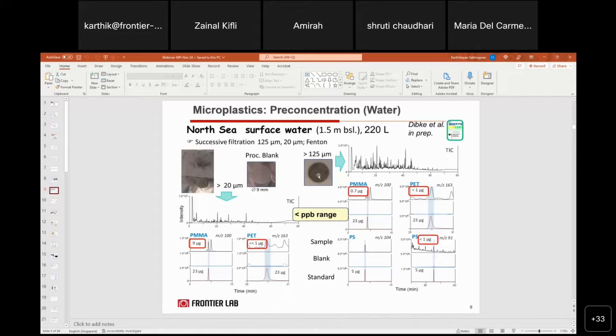So just to have an idea of the concentration ranges, you can see they're all at very low concentration, like less than 10 micrograms. Some are really even less than 1 microgram. So the question we are trying to address or answer is: are we really able to analyze such low levels?